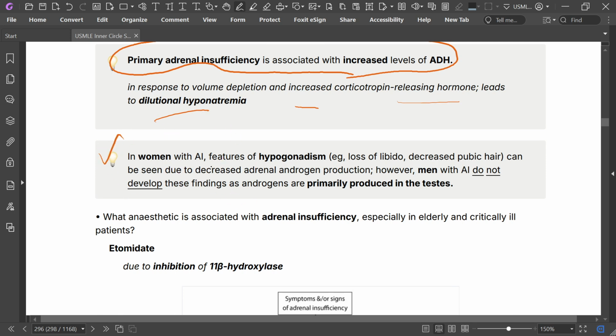In women with adrenal insufficiency, features of hypogonadism, loss of libido, and decreased pubic hair can be seen due to decreased adrenal androgen production. However, men with adrenal insufficiency do not develop these, as androgens are primarily produced in the testes.